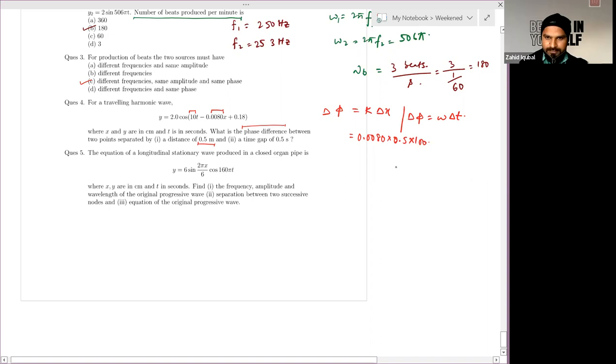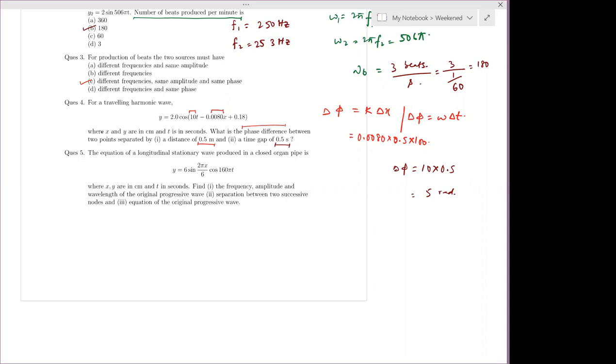Similarly, in second one, delta phi equals to omega. Omega we have 10, and time difference for this is 0.5 second. So it will be 5 radian. Mamuna, is it clear? Yes, sir.